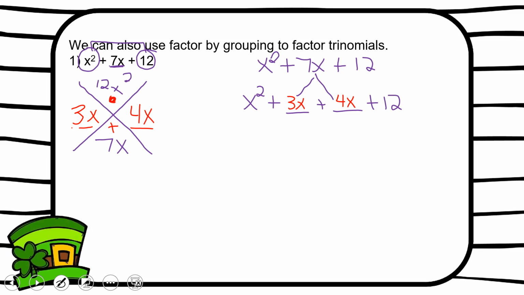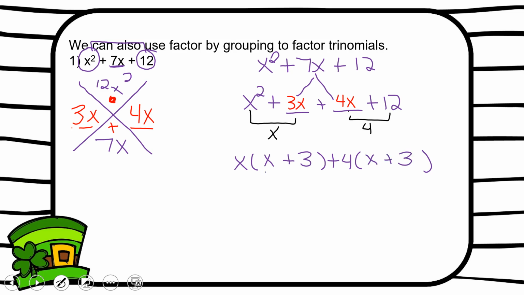Now that I have it written as a 4-term polynomial, I'm going to use grouping just like we did in our last lesson. Group the first two and last two. Identify the GCFs, and then factor those out. If I factor an x from my first group, x squared divided by x is x. 3x divided by x is 3. 4x divided by 4 is x. And 12 divided by 4 is 3. And look at that, I have the match. That's a key part of grouping.